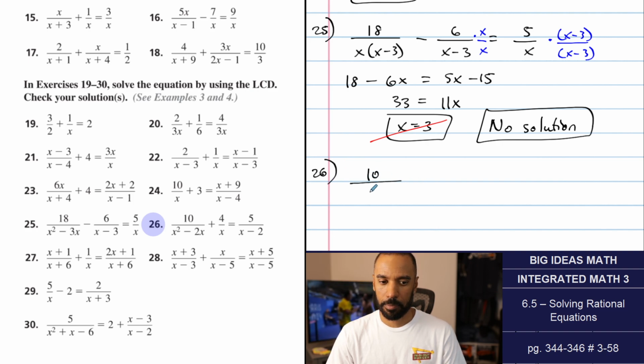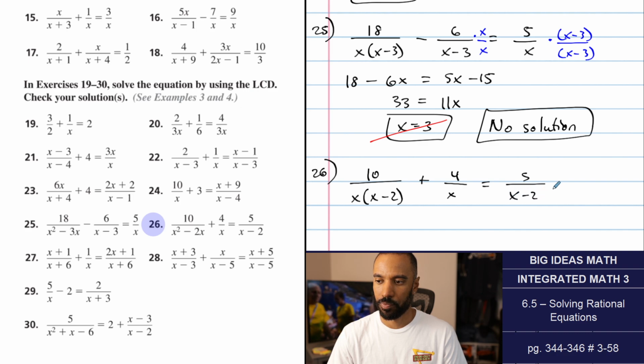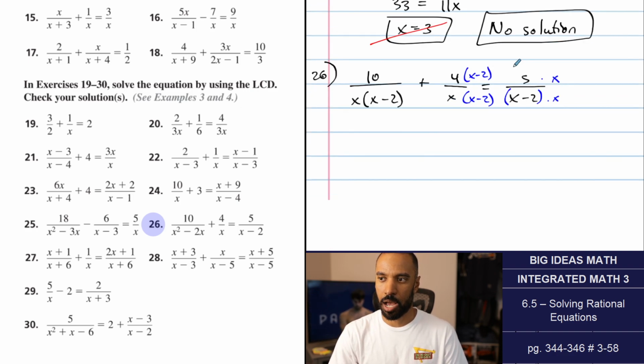$10 over, and I'm going to factor out an x here. I get x times x minus 2 plus 4 over x equals 5 over x minus 2. Let's get that common denominator. Multiply x minus 2 on these two. Multiply x on these two. The denominator is common. The denominator goes away.